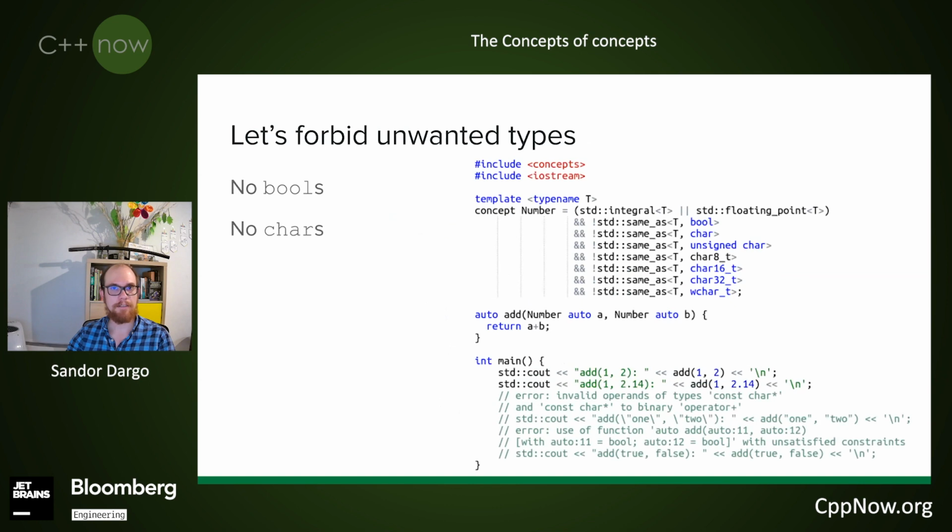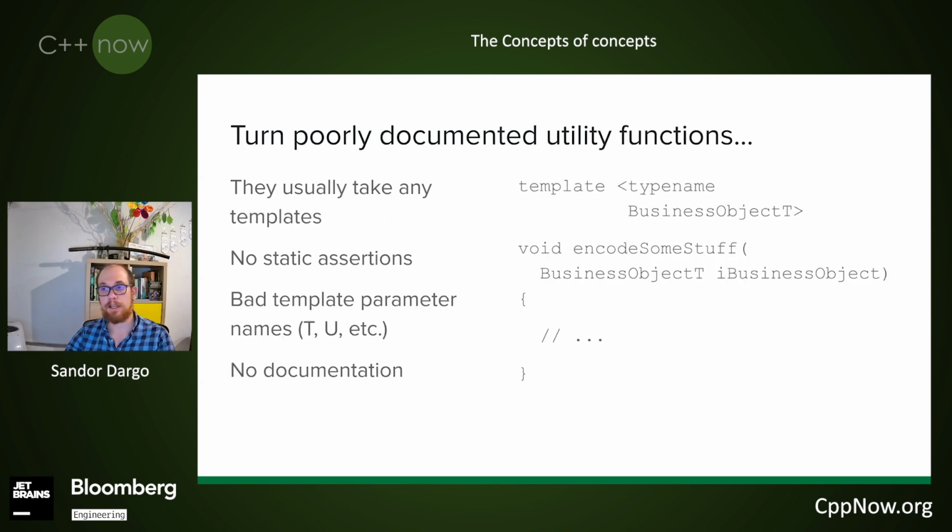So let's go back to our real life examples, and let's talk a bit about utility functions. I'm not sure, but I think that many of us worked with applications which have hundreds of thousands of lines of code at least, and they have many utility functions which are templates. They have no assertions at all. The template parameter names are usually just T, U, and any other single character names, and there is no documentation. And if you are unlucky, maybe even the name is something that doesn't really help.